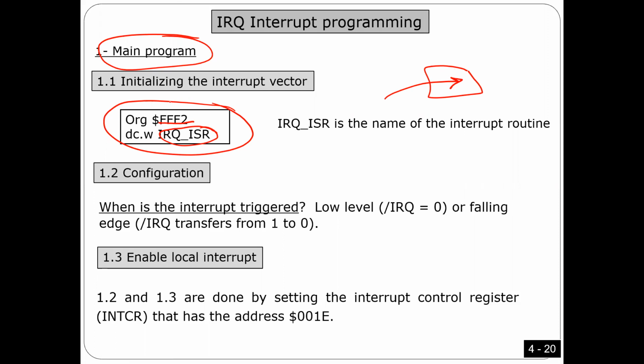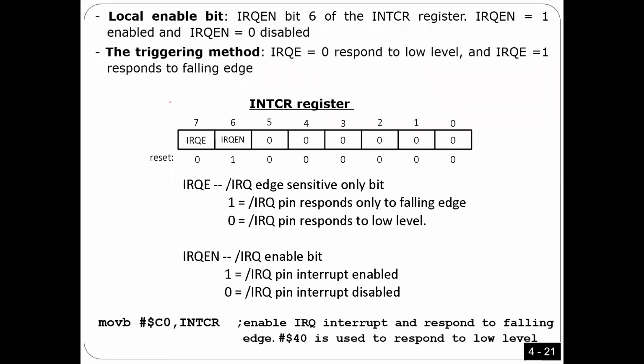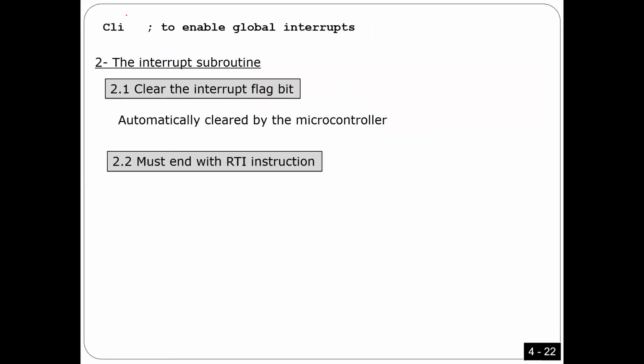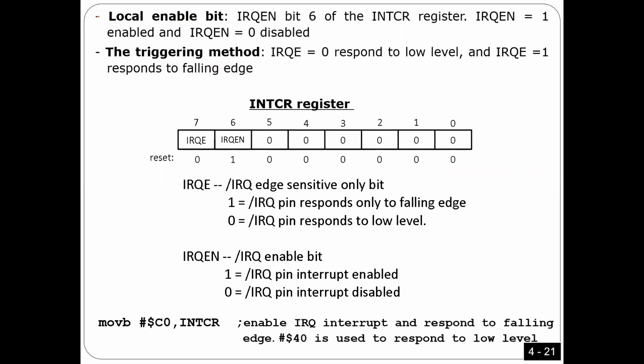Number two, in the main program also you have to do two things. Number one, you have to enable all interrupts, and this is the easy part. You can just use CLI to enable all interrupts. Also, I told you there is a local enable bit, which is here in this register.